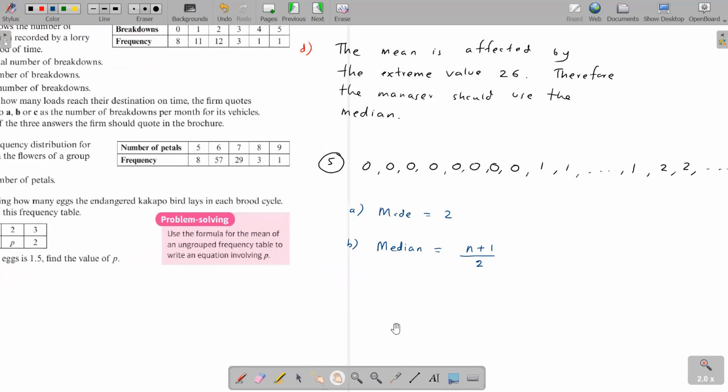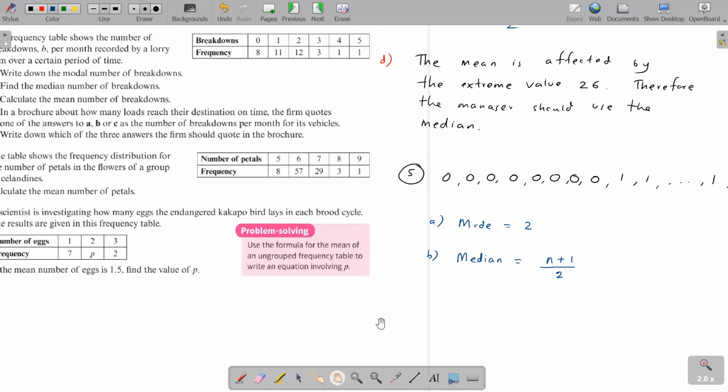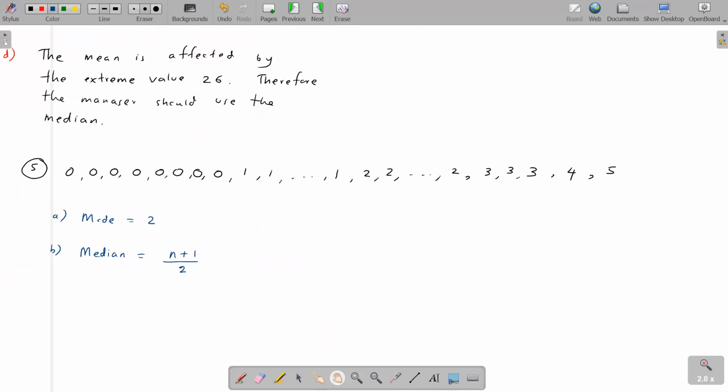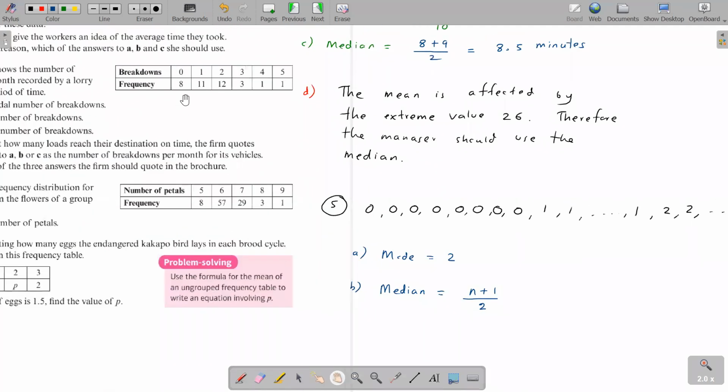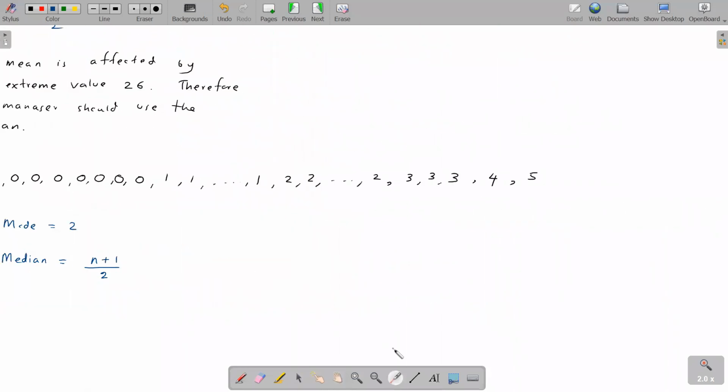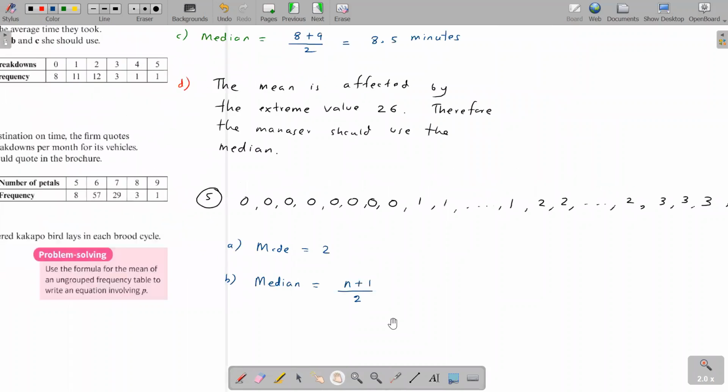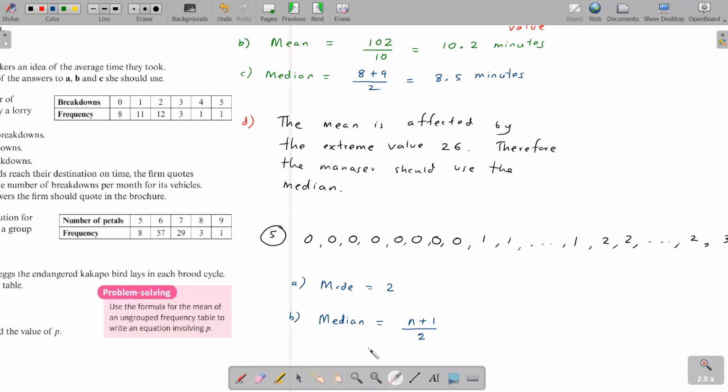Okay, so n+1/2. What's our n value? Our n value is the total amount of data we have over here, isn't it? So 0 repeated 10 times, 0 repeated 8 times, 1 repeated 11 times. I want to see what is the total number of data points I have here. How do I get the total number of data points? I have to add the frequencies. When I add the frequencies, I get the total number of data points I have here.